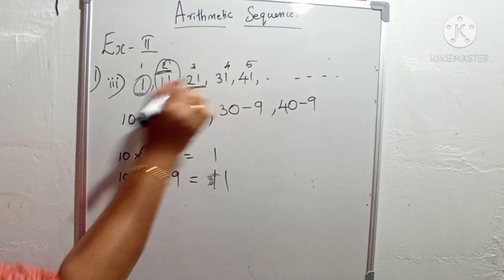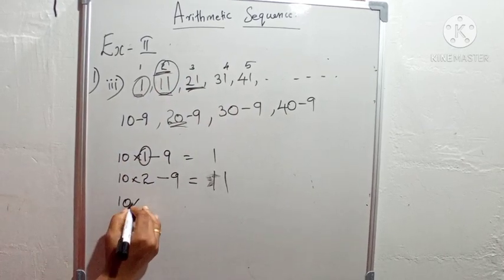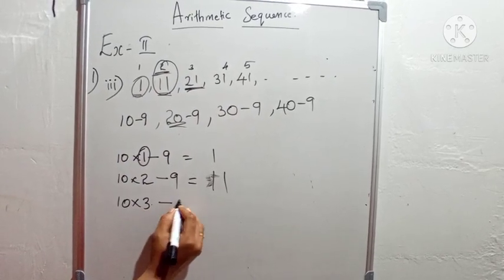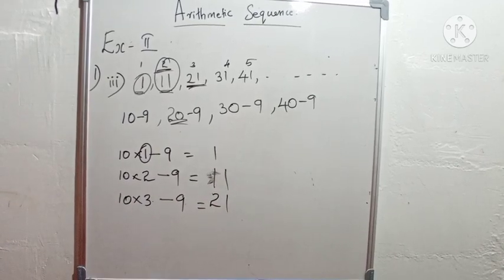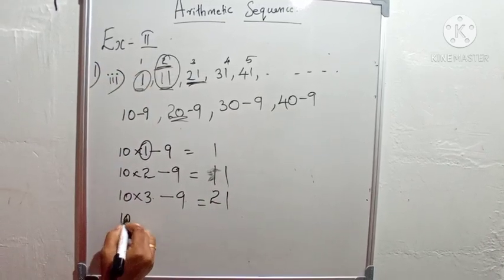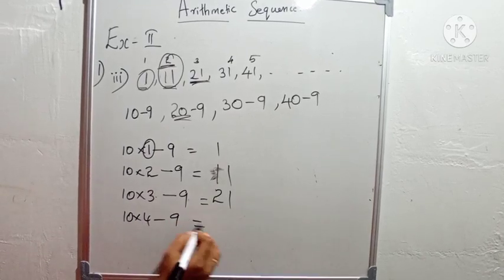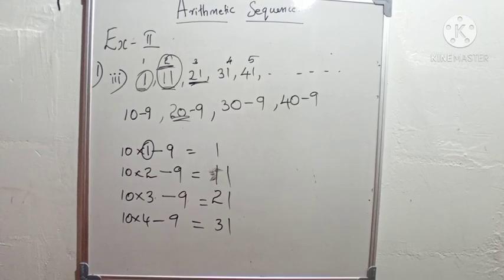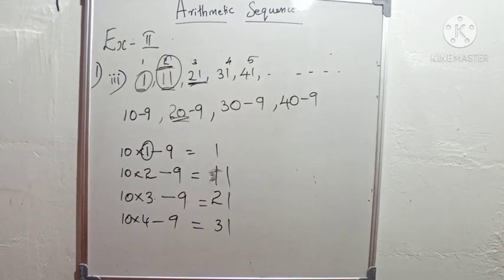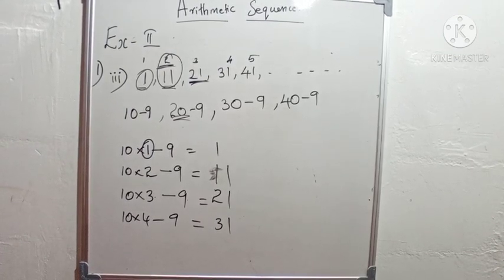Okay. Then next is the third term. That is equal to 10 into 3 minus 9. That is equal to 21. Okay. Next is 10 into 4 minus 9. That is equal to 31. Like that. Then how do we write the algebra of this sequence?